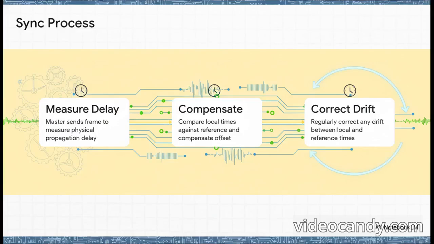Here is the exact three-step sequence the system uses to guarantee that synchronization. First, the master sends a frame to measure the physical propagation delay between all the local clocks.